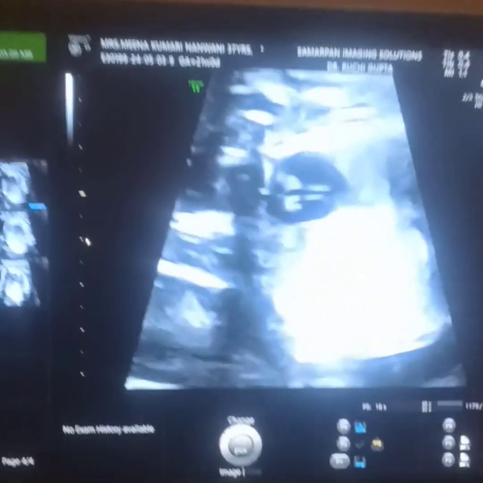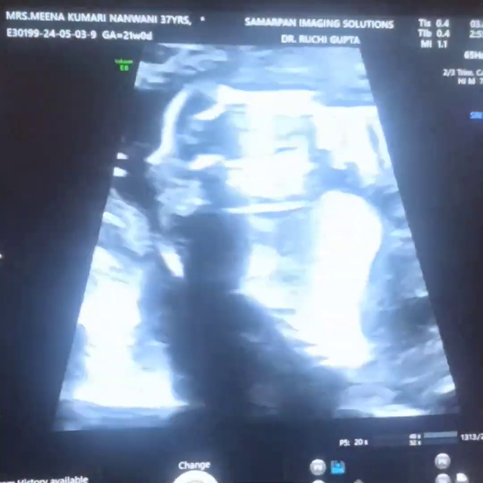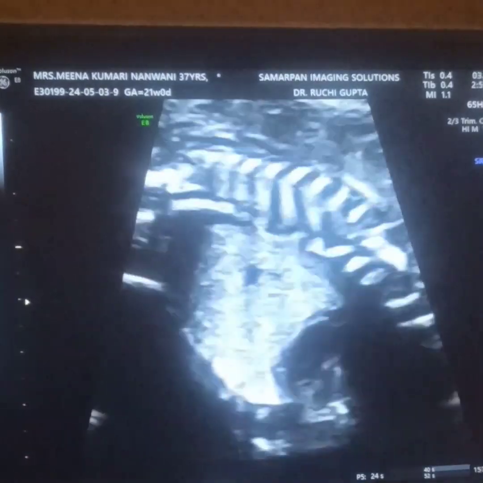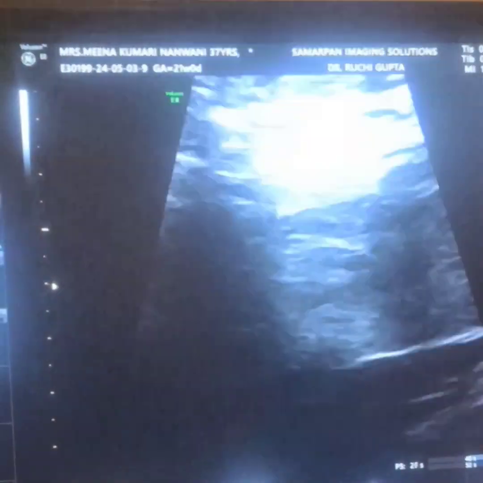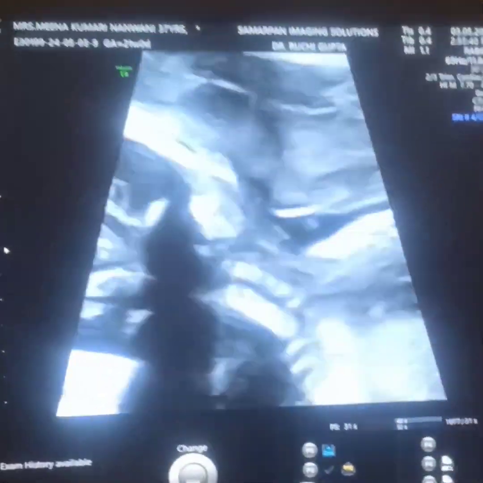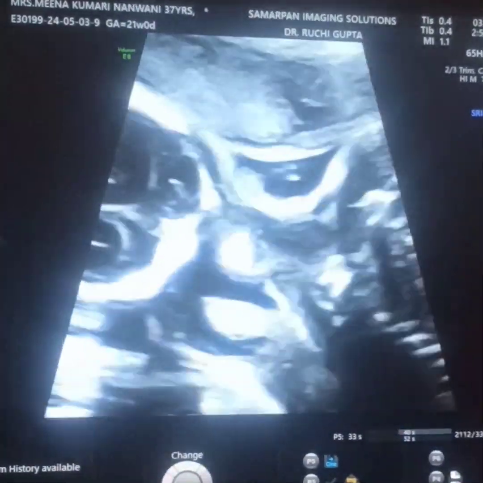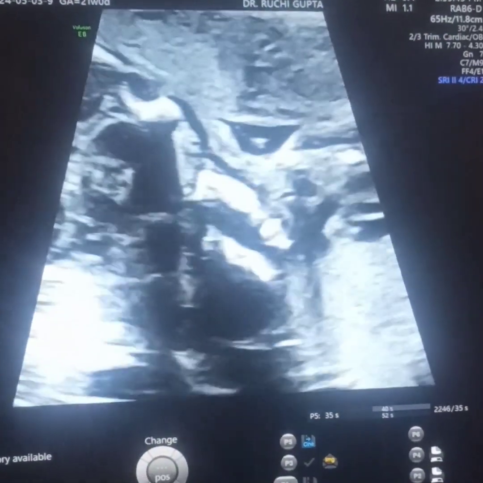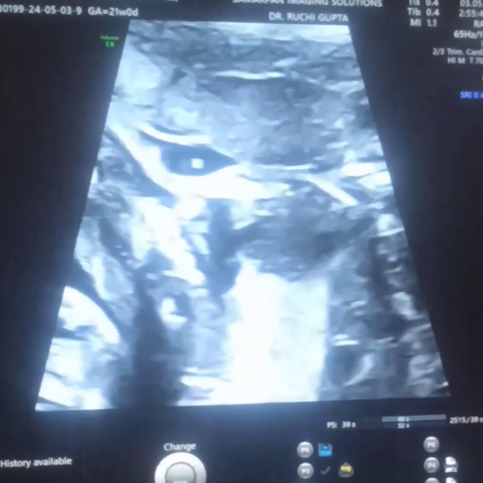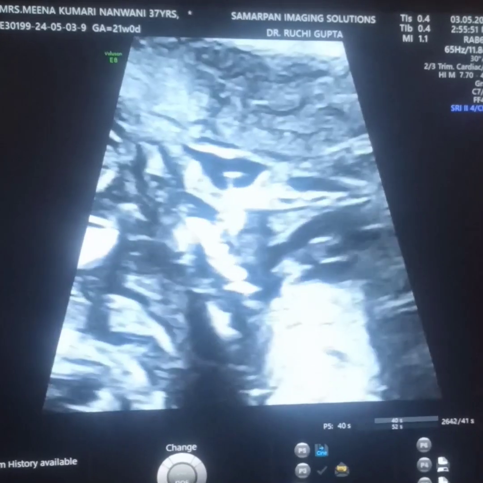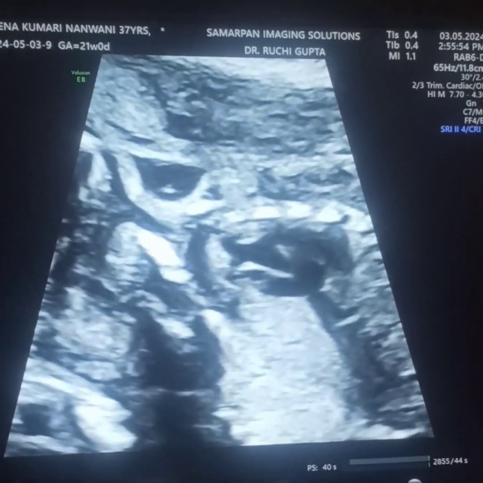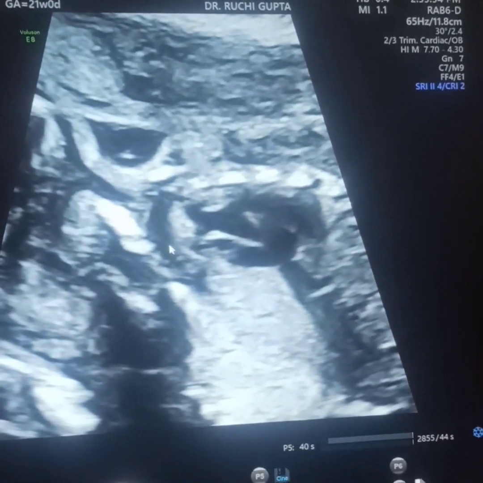So can we see that? We can look for the trachea in this condition. Yeah, you can clearly see the trachea here. This is the fetal head and this is the dilated trachea. As you can see clearly, this is the tracheal dilatation.